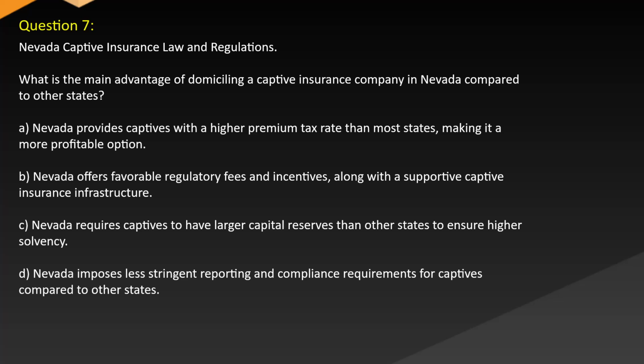Question 7. Nevada captive insurance law and regulations. What is the main advantage of domiciling a captive insurance company in Nevada compared to other states? A. Nevada provides captives with a higher premium tax rate than most states, making it a more profitable option. B. Nevada offers favorable regulatory fees and incentives, along with a supportive captive insurance infrastructure.